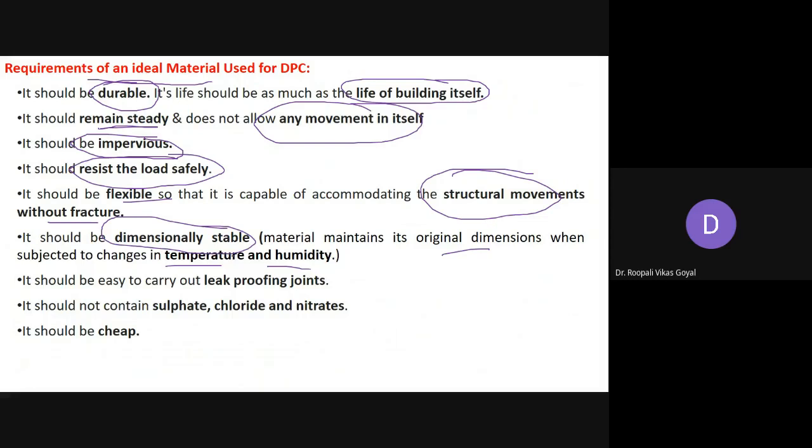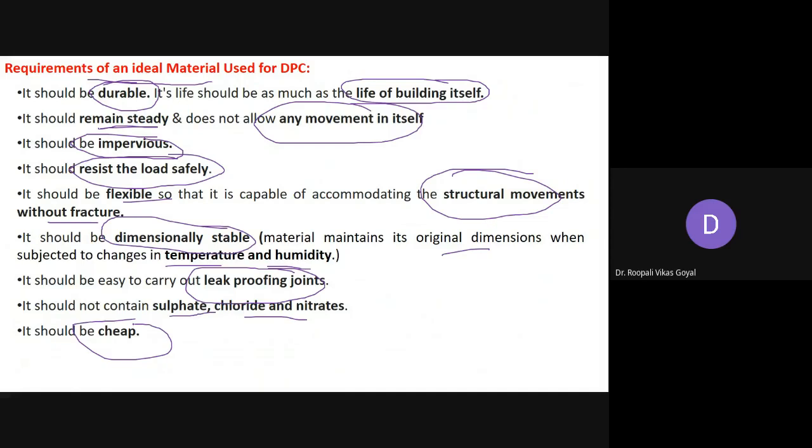Then it should be carried out with leak proofing joints. All the joints should be leak proof, and it should not contain the sulfate, chloride, and nitrate, and it should be cheap. So these are some of the requirements that should be followed by an ideal material when you are using it for DPC, damp proof course.